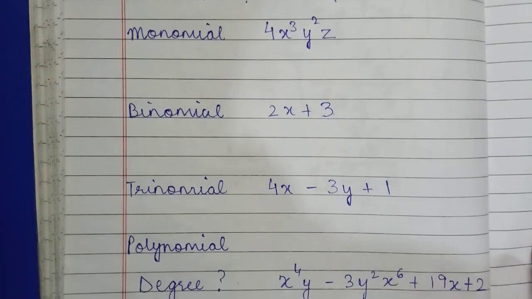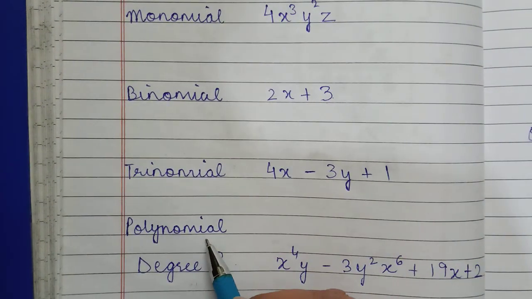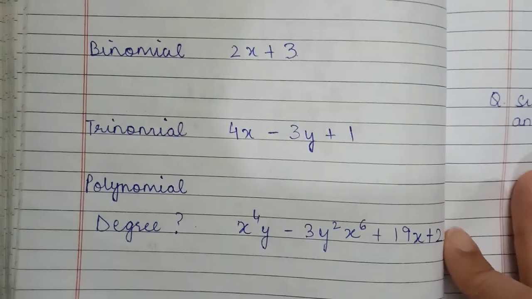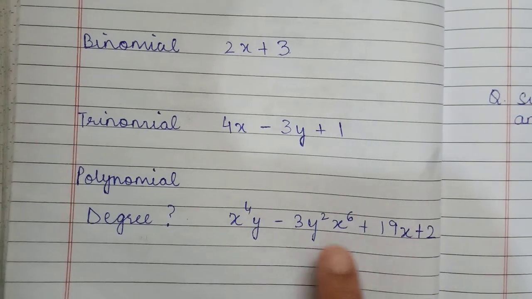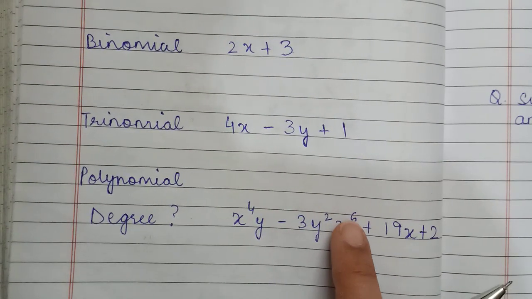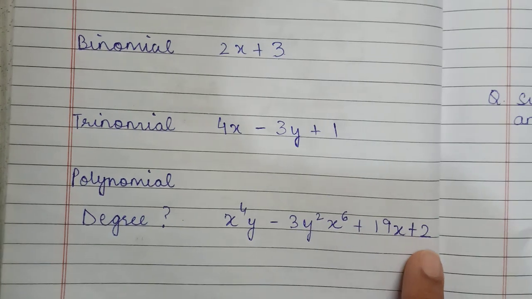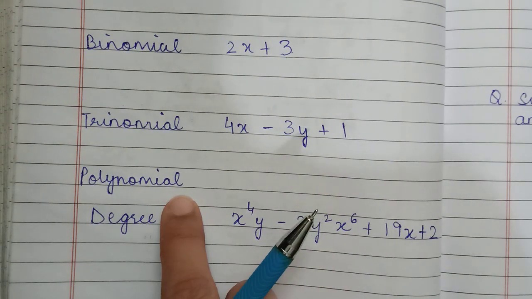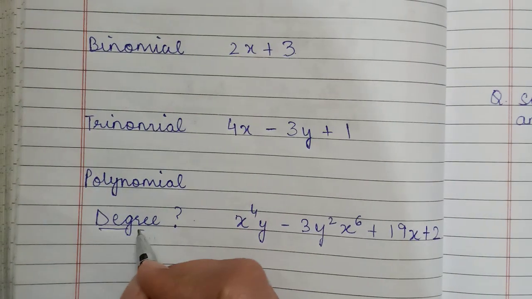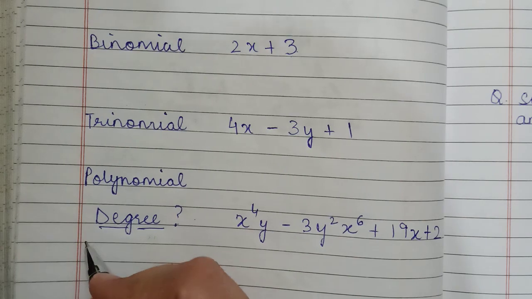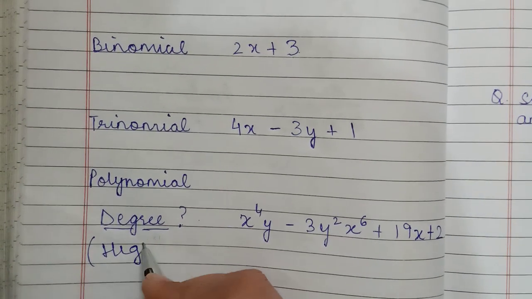Then what is polynomial? Polynomial is that expression which has more than three terms. Like I have written this equation: x square y to the power 4 minus 3y square x to the power 6 plus 19x plus 2. It has four terms, so it is a polynomial. Now if I ask you what is the degree of this polynomial? Degree means the highest power.